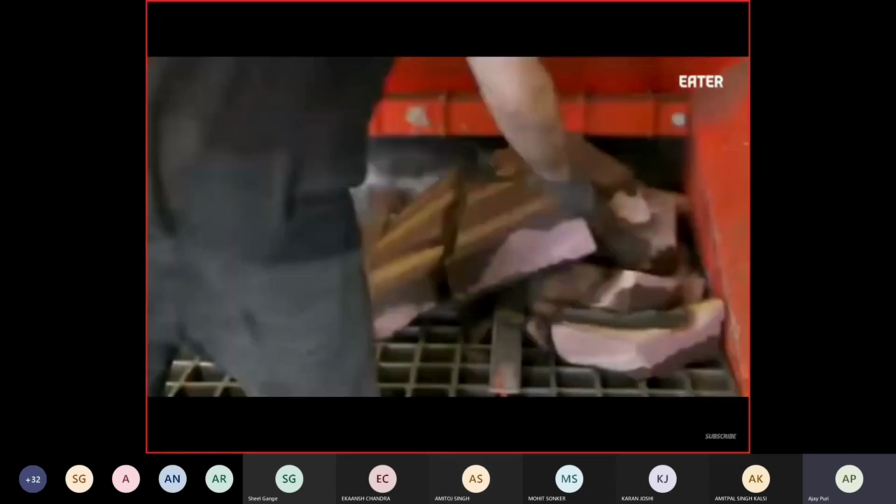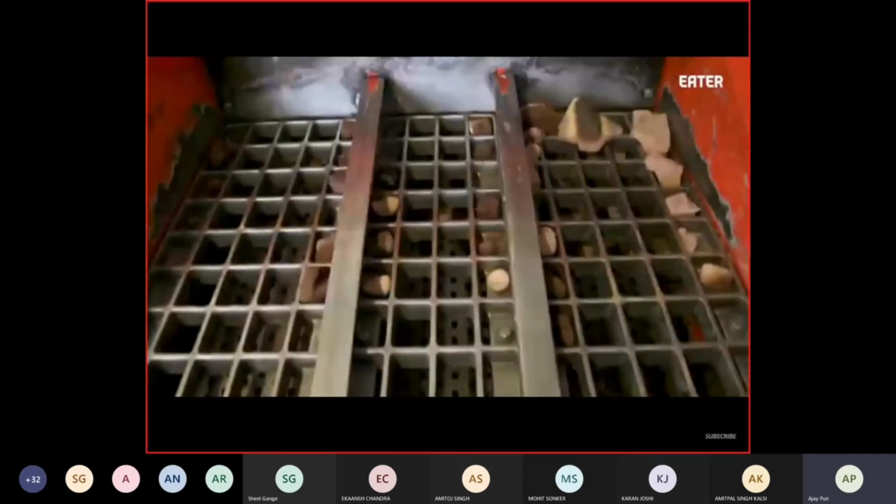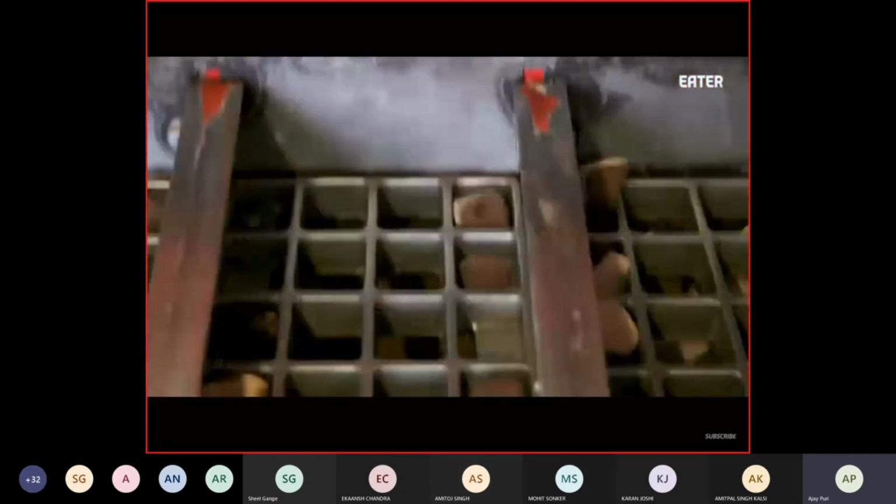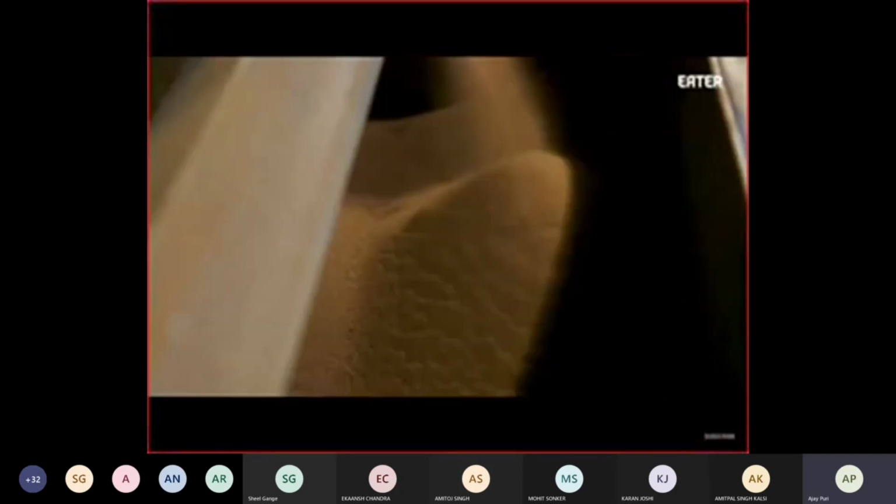Let it disintegrate, and it has a series of screens inside to screen the sand into smaller and smaller pieces until it is back into sand grain form and we can reuse it.